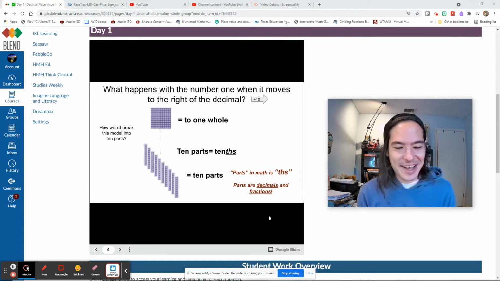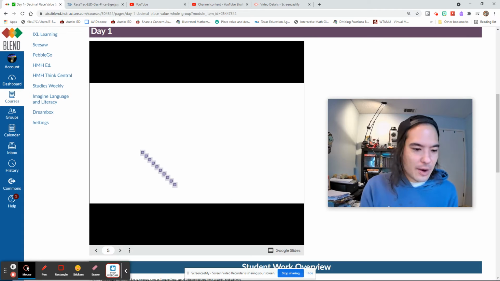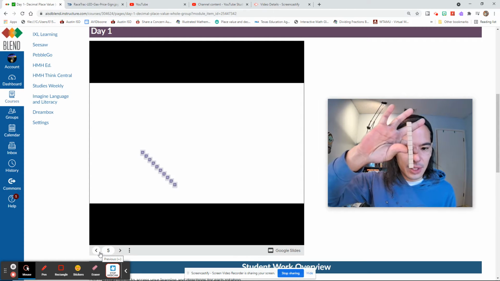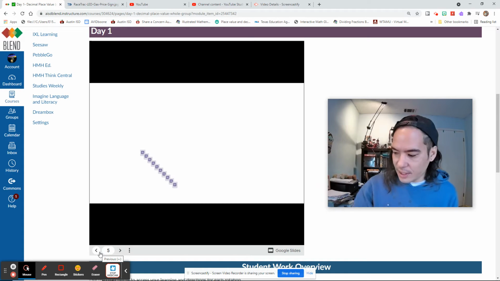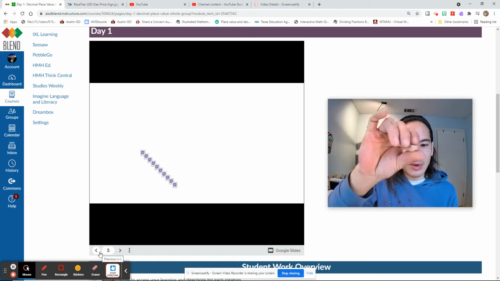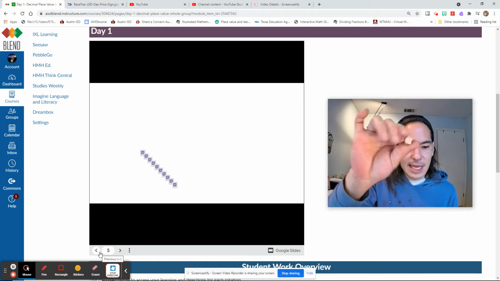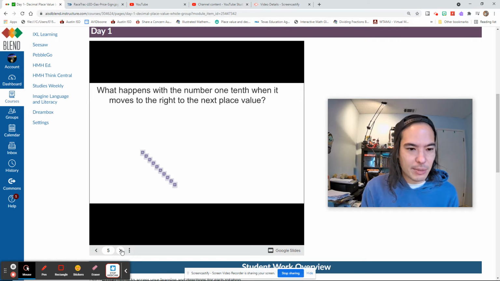All right, so let's take a look further into our parts, right? So parts are decimals and fractions. All right, so let's take a look at this. This is if we broke one of these into 10 equal pieces, right? So if this is the 10th and we split it up into 10 of these pieces, now we're looking at hundredths. So this is 10 hundredths. So you could basically pretend like we just turned a dime into 10 pennies.